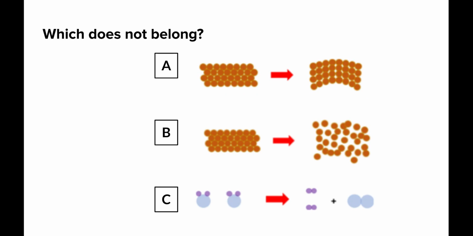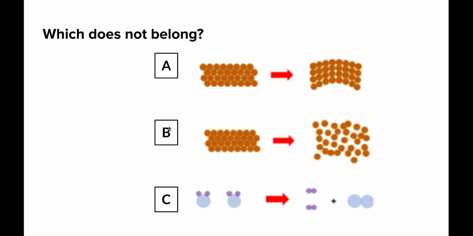All right. A, we see a particle model. Left changes to right. B, another particle model where left changes to right, and C, another type of particle model where left will change to right. Pause the video and make your choice.